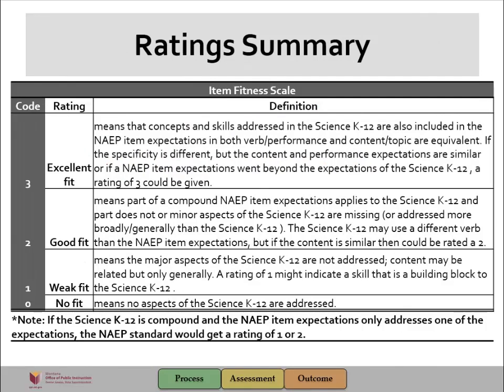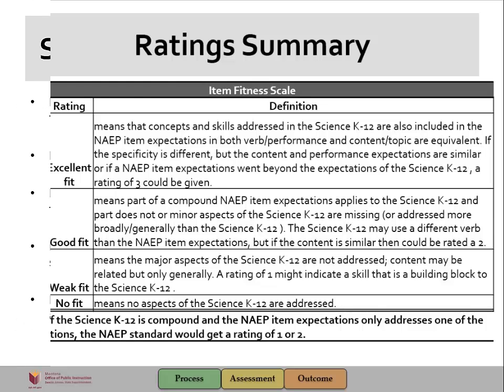In making our alignment, we also need to focus on the degree of fitness for each item. So for an excellent fit, this means that the concepts and skills addressed by the Science K-12 framework are included in the NAEP item expectations. For a good fit, this means that part of a compound of the NAEP item expectation applies to the Science K-12 framework, and part does not, or minor aspects of the Science K-12 framework are missing. For a weak fit, this means that major aspects of the Science K-12 framework are not addressed. And for no fit, that means that no aspects of the Science K-12 framework are addressed.